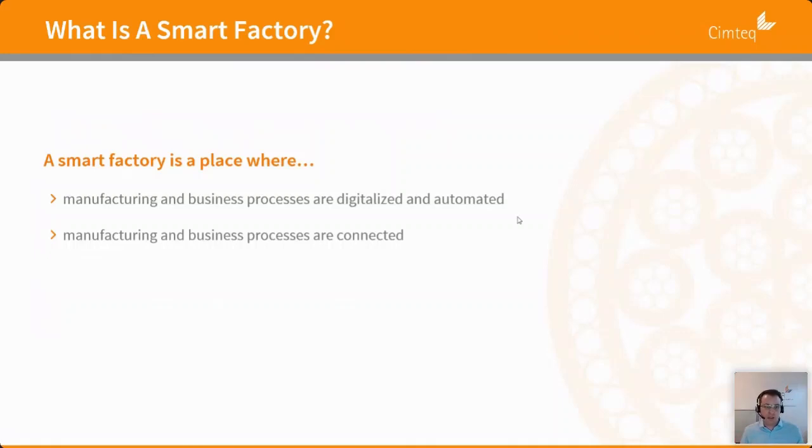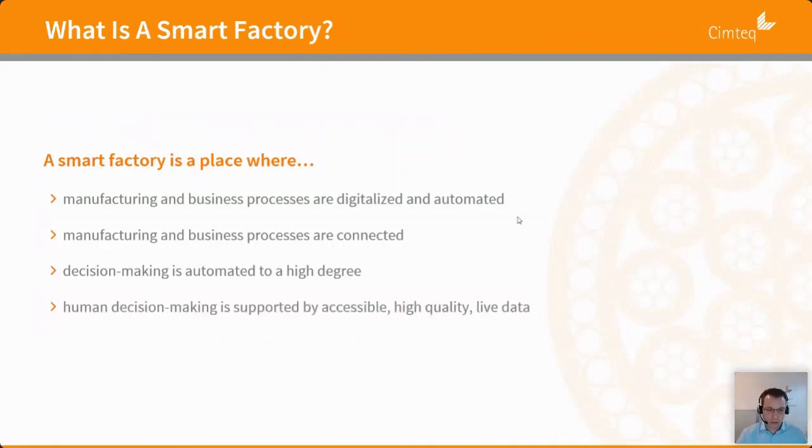Some have driven this connection further than others, but now is really the time we can leverage the benefits of these connections. And the other key element is decision making. In a smart factory, you want to only make decisions on the most important points, and for some other points, the decision making should be automated to a high degree. And whenever you need human decision making, and we don't want to get rid of human decision making, it's supported by accessible and high quality live data, so that you know what you're deciding on, what the impact of your decision will be. And I think that's a key element of the smart factory, that information that you get to make your decisions.